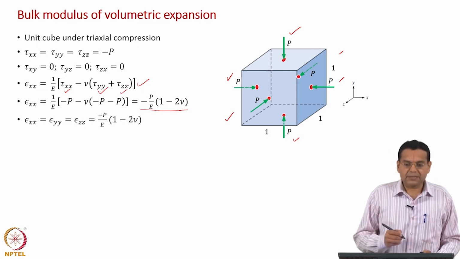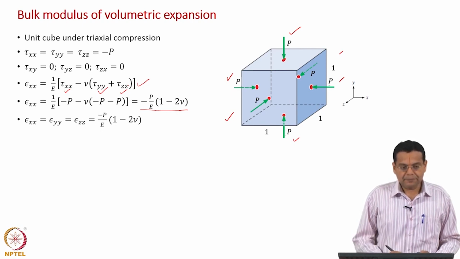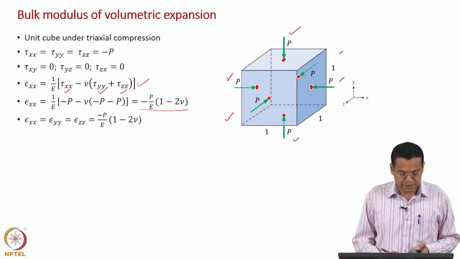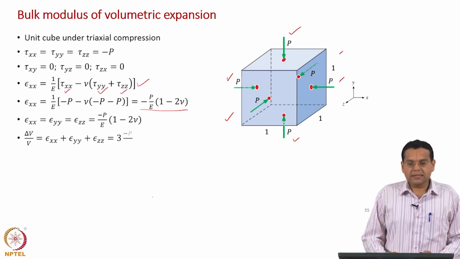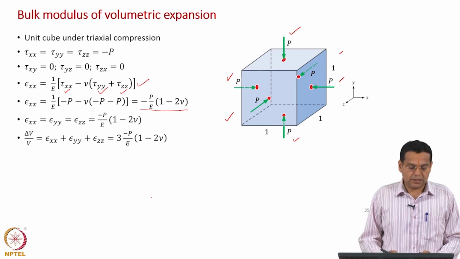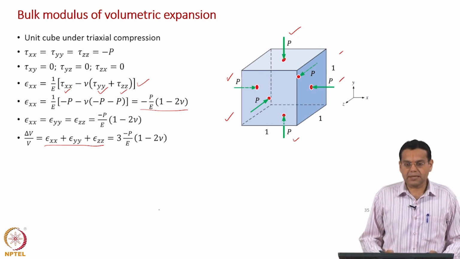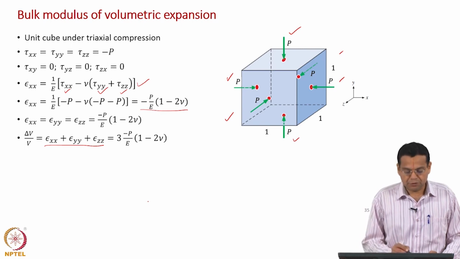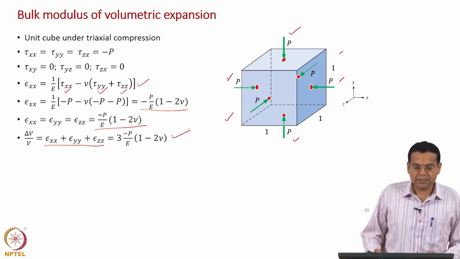So, the normal strain in all the directions is the same. So, epsilon xx is equal to epsilon yy is equal to epsilon zz is equal to minus p by E into 1 minus 2 nu. Now, how did we define volumetric strain? Fractional change in volume by original volume, and that we related to the sum of the normal strains, epsilon xx plus epsilon yy plus epsilon zz. So, if you sum this, you will get 3 into minus p by E into 1 minus 2 nu.